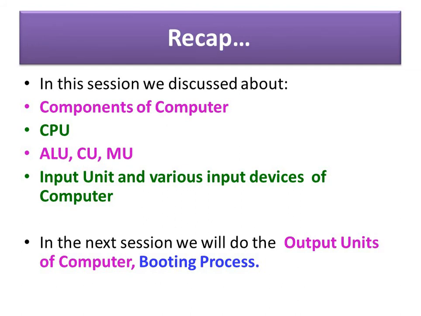The CPU or the central processing unit, under the control of the control unit, does the arithmetical and logical operations in the ALU, and the processing. After processing, the output is produced in the output unit. The memory unit holds the data as well as the instructions during the processing. We also learned the components of the CPU. They are ALU, control unit, and MU or memory unit.